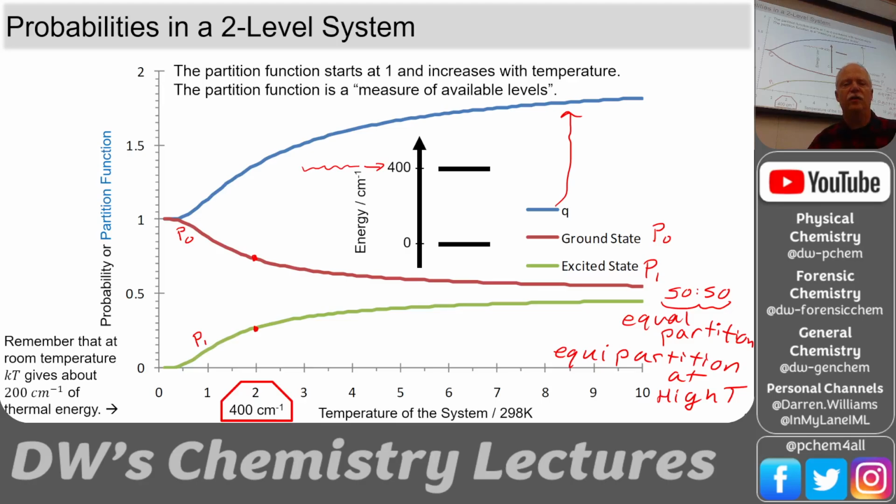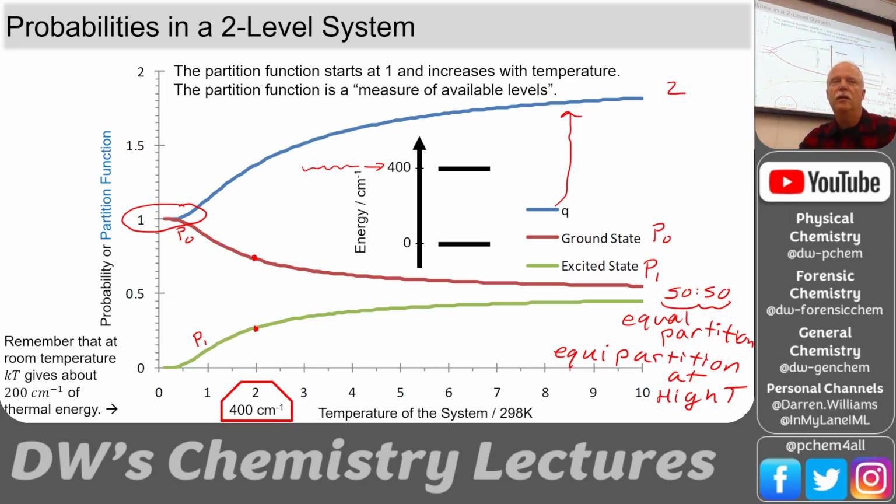Now, in this situation, we only have 2 energy levels. And so we can look at this blue line, and we can say, yeah, it starts at 1 when temperature is 0. So Q goes to 1 at low temperatures. But then at high temperatures, if there's an infinite number of energy levels, it'll go to infinity. But in this case, we have a 2-level system, so Q goes to 2. So it's approaching 2 in the 2-level system. But in a molecule, it goes up to infinity because we'll have an infinite number of possible energy levels.